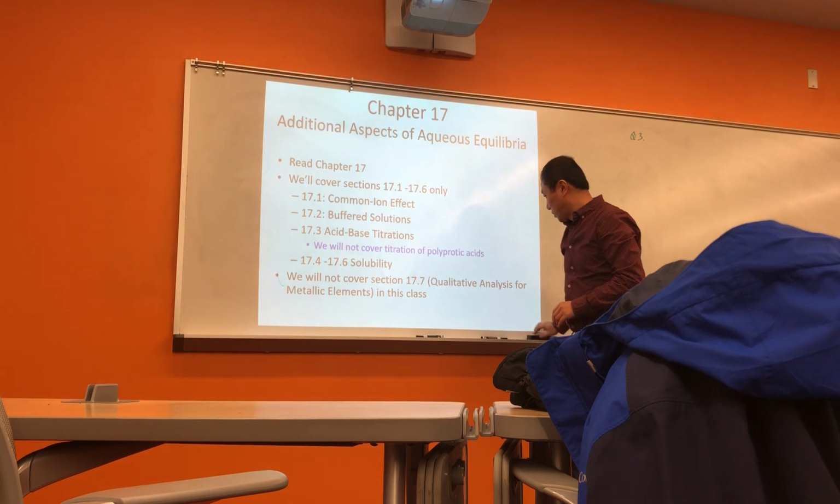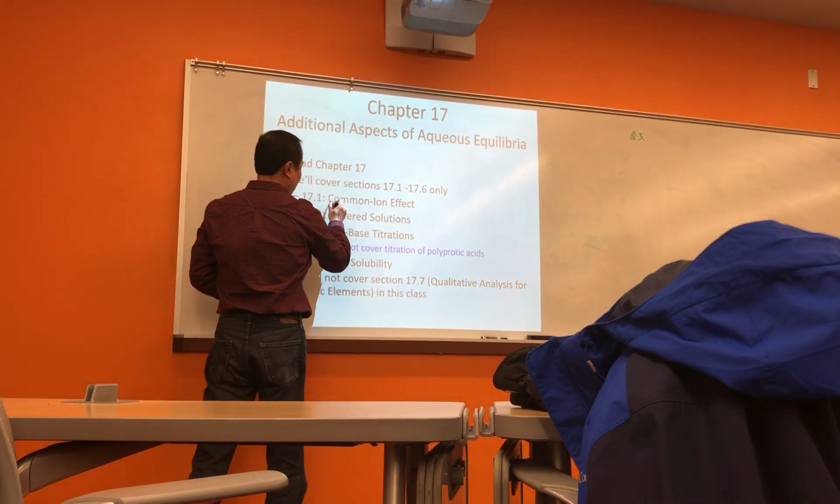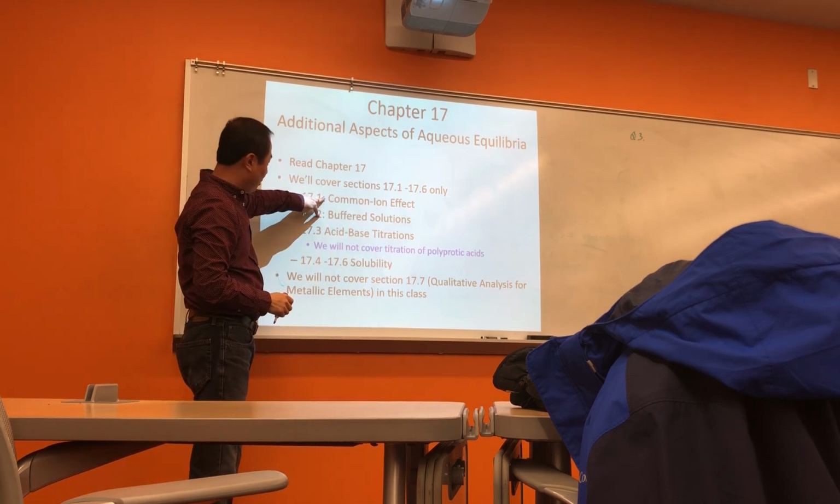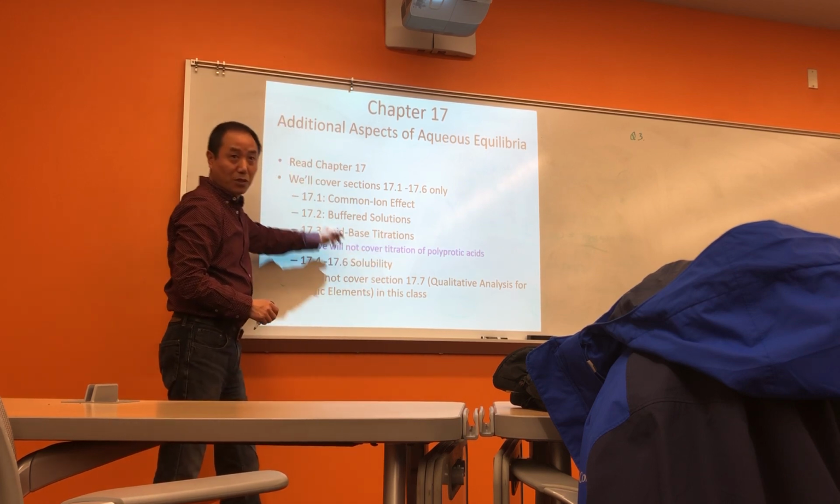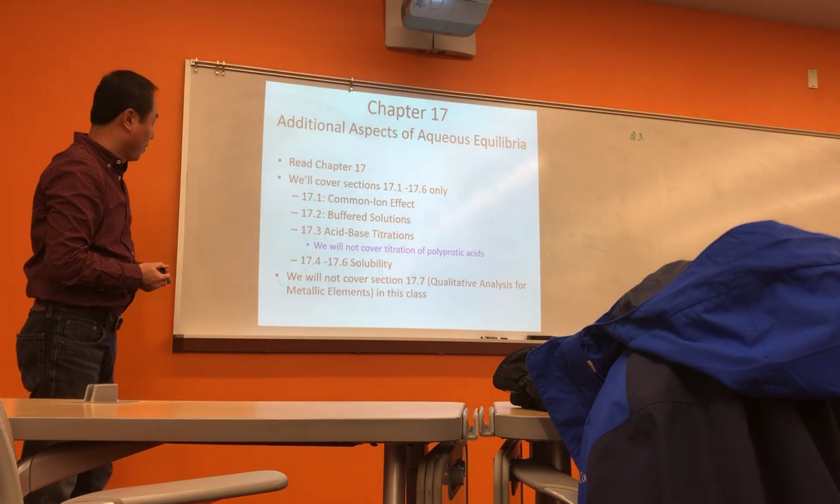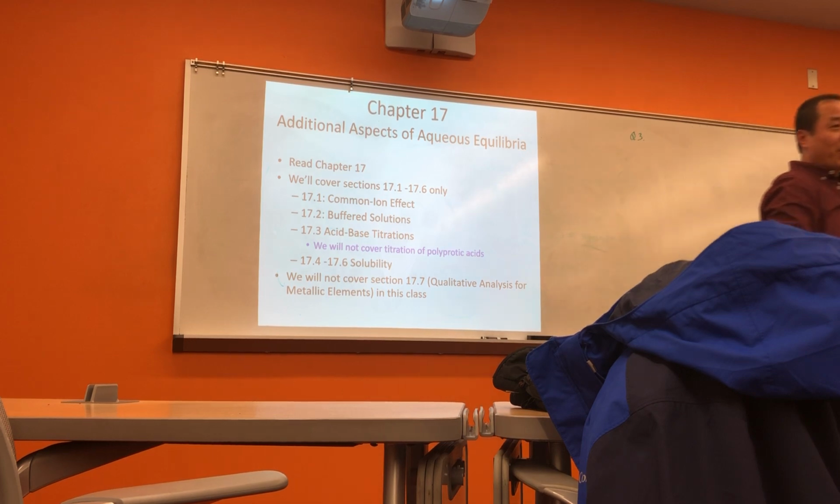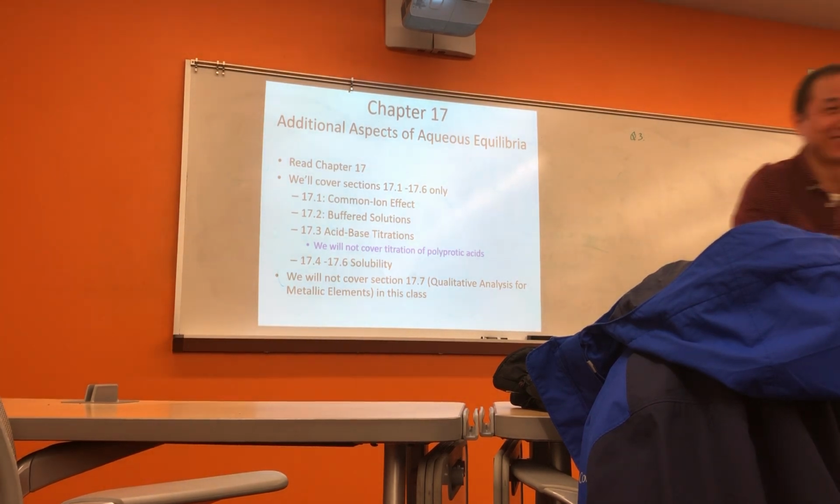In chapter 17, we basically learn 4 things. Common ion effect, that's one thing. Another is buffer. And titration, solubility. Those are the 4 main topics you're going to learn in chapter 17. Today, let's start with common ion effect. What's the common ion effect? Anybody? That's a good question.